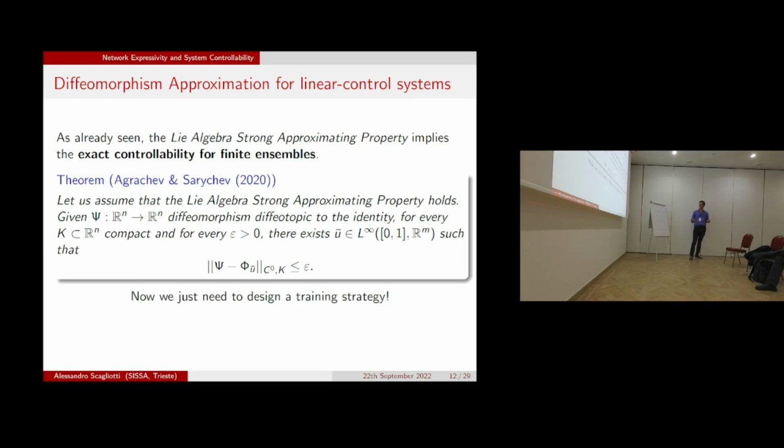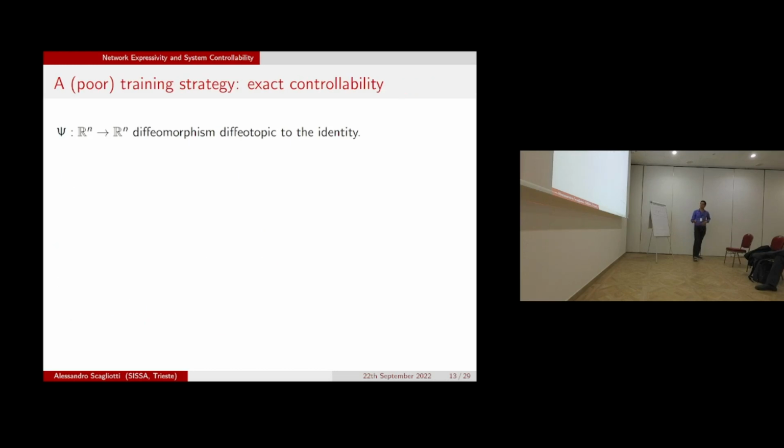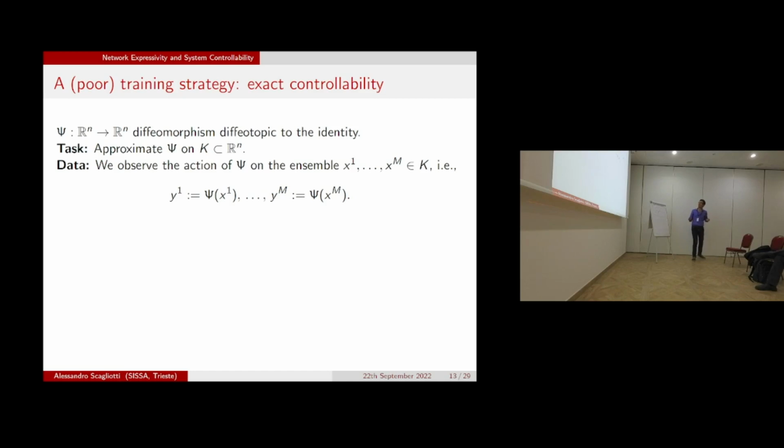Okay, this is exactly the motivation that we were looking for, and so now we just need to design a training strategy to approximate the diffeomorphism. Okay, from now on we will work with controls that are in L2. Okay, good. So we are given a diffeomorphism psi diffeotopic to the identity, and we want to approximate psi on a compact set K. Our approximation will be data driven. So we may imagine observing the action of psi on an ensemble of points belonging to K. These are the initial ensemble, and with the observations we construct the target ensemble.